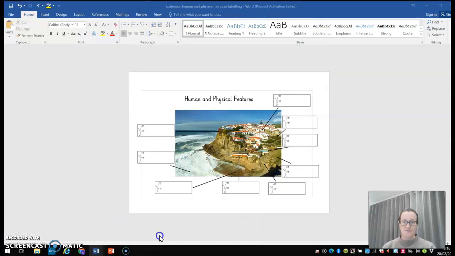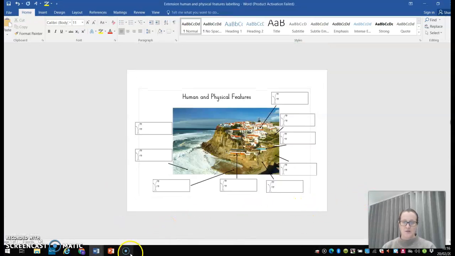And the second activity, so the extension activity, is this is a picture of a seaside area, okay, and there's some arrows pointing to different features around this picture, and I want you in these boxes here to label them as either a human feature or a physical feature. So if you have a little look here, you've got a swimming pool. Okay, so have a little think, and would a swimming pool be something that was man-made, so a human feature, or would it be naturally occurring, so it would be a physical feature? Okay, so have a little think about that, and fill in all of those blanks.